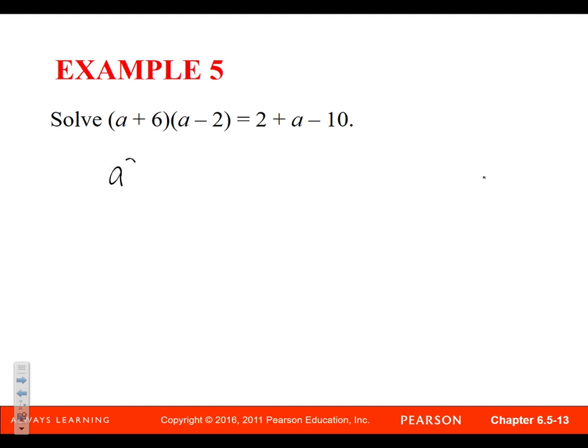So a squared plus 4a minus 12 is equal to a minus 8. So a squared plus 3a minus 4 is equal to 0.